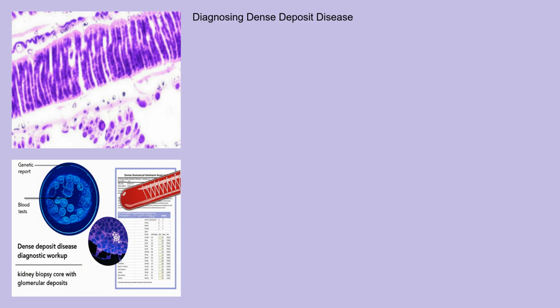During a kidney biopsy, a small sample of kidney tissue is extracted and examined under a microscope. In dense deposit disease, the biopsy will reveal the characteristic dense deposits within the glomerular basement membrane. In addition to a kidney biopsy, other diagnostic tests may include urinalysis to detect protein and blood in the urine, blood tests to assess kidney function and complement levels, and genetic testing may be considered, as certain genetic mutations have been associated with the condition.